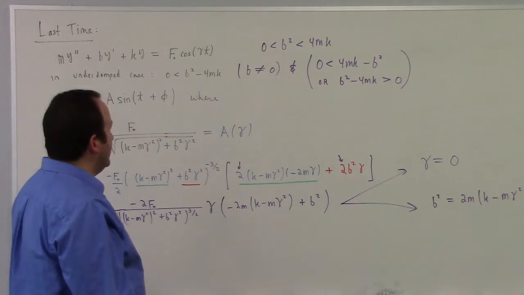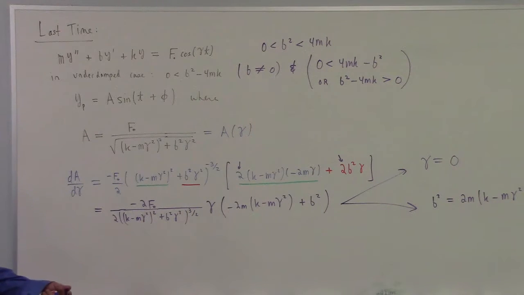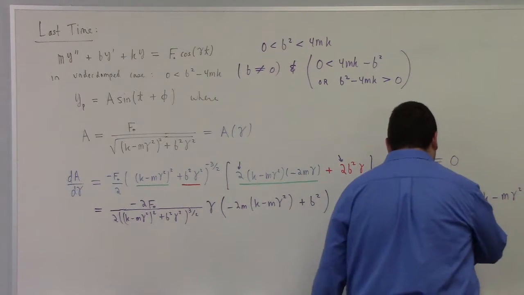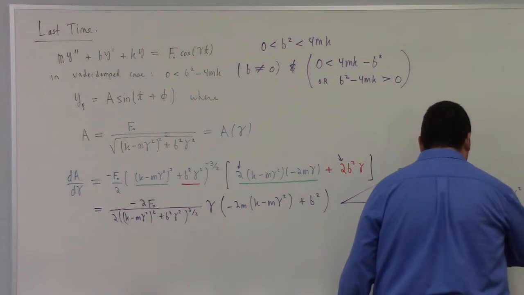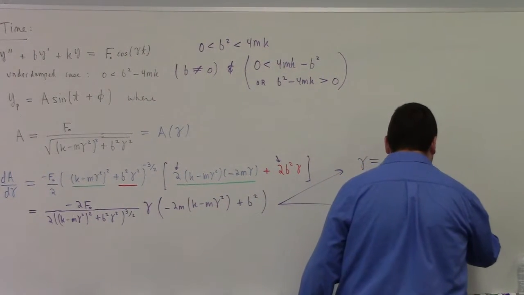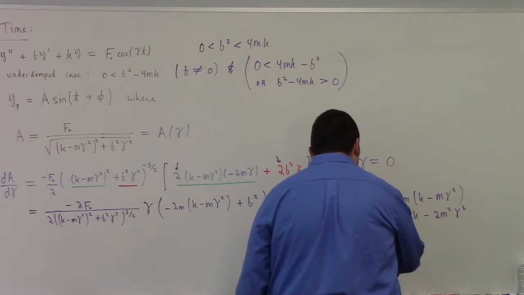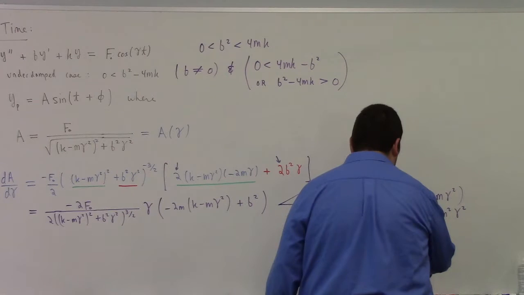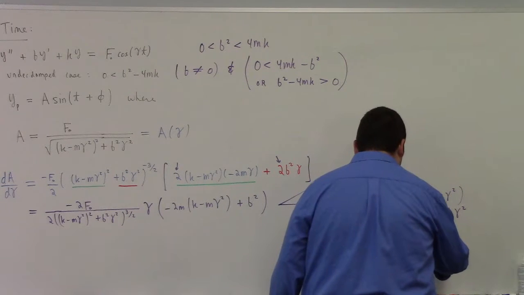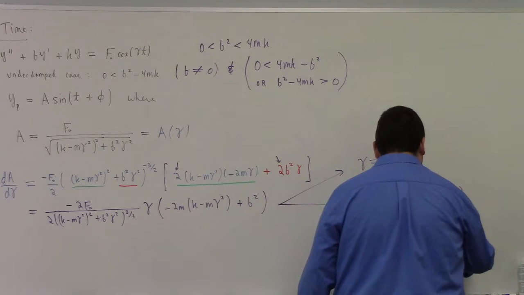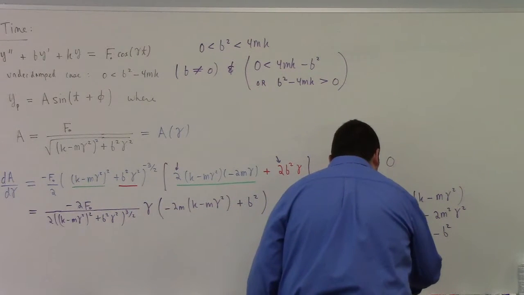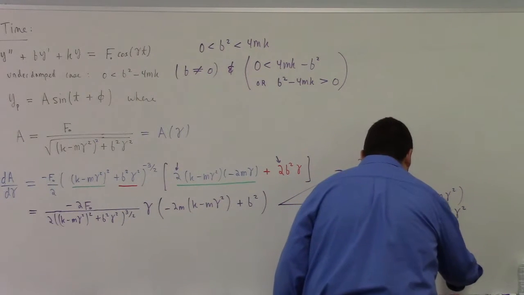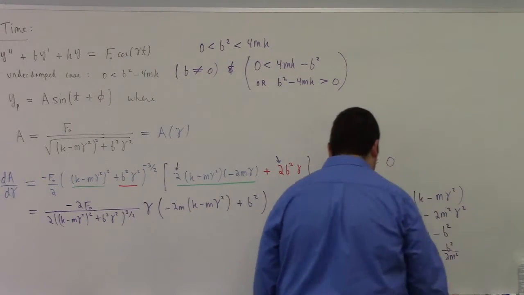I think we're interested in what gamma, right? That's ultimately the question: what gamma makes the maximum amplitude. So solve for gamma. What do we get? B squared equals 2mk minus 2m squared gamma squared, which gives me 2m squared gamma squared equals 2mk minus b squared. So gamma squared is equal to 2mk over 2m squared minus b squared over 2m squared.